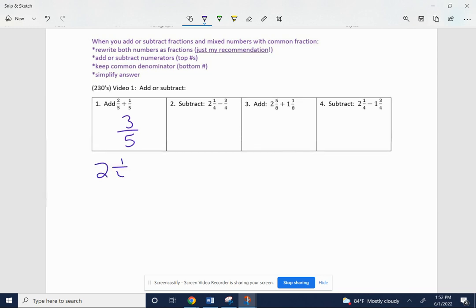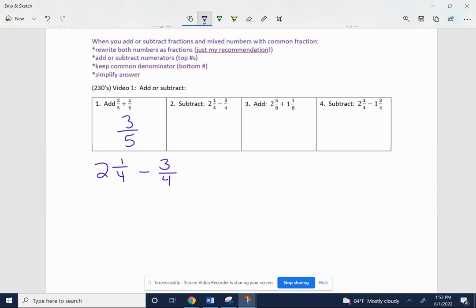2 1/4 minus 3/4. And again, you may have learned to take your fractions and subtract and borrow from your whole number. Okay, do it that way if you want. I'm just going to show you the way to do these by getting your mixed number out of the way.